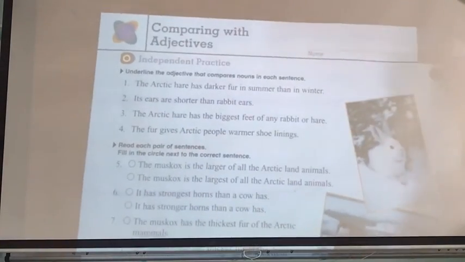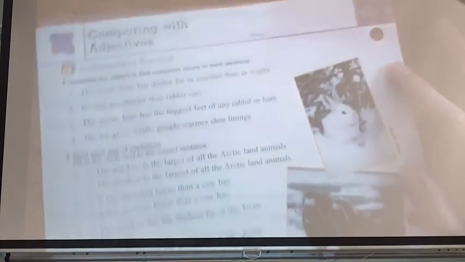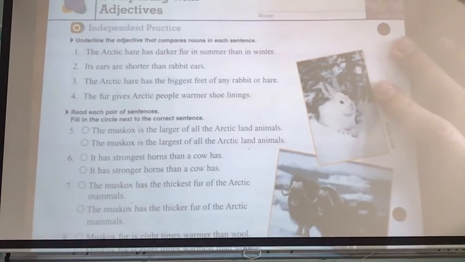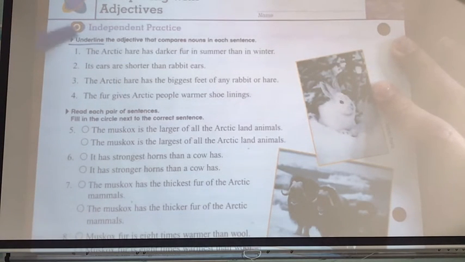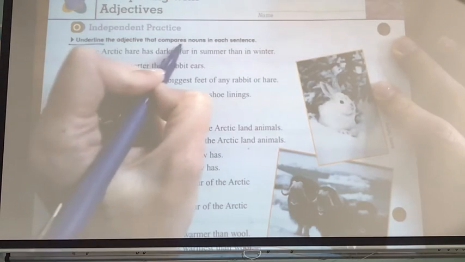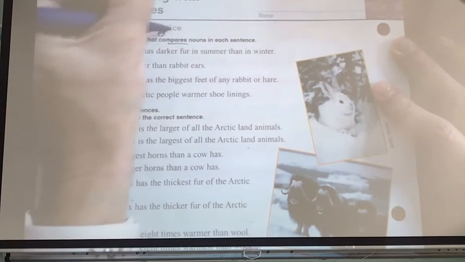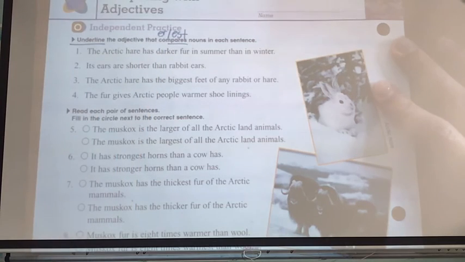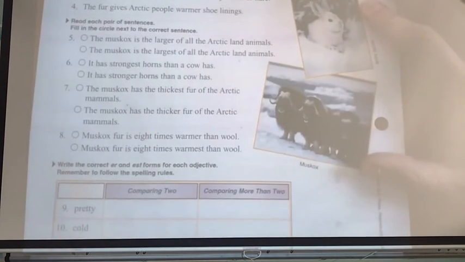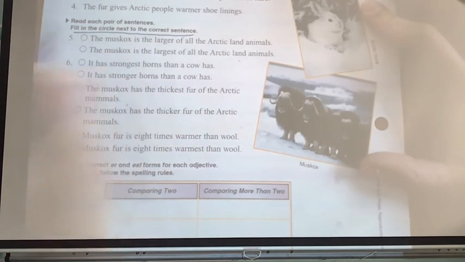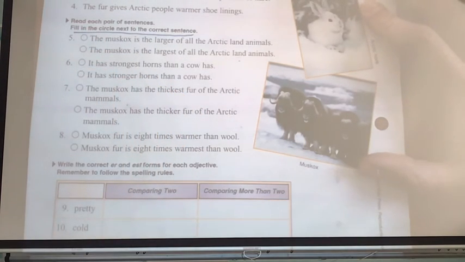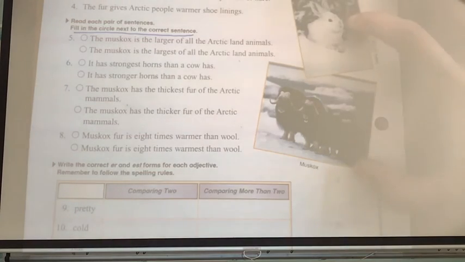Now, on the back, I just want to go over your directions. They're going to be pretty similar. The first part, you are going to underline the adjectives that compare the noun. So you're just finding the adjective that does the comparing. You're looking for the word that ends in ER or EST. The next one, fill in the circle next to the correct sentence. So for this one, you're just looking for the sentence that has it correct. Should it be ER or EST?